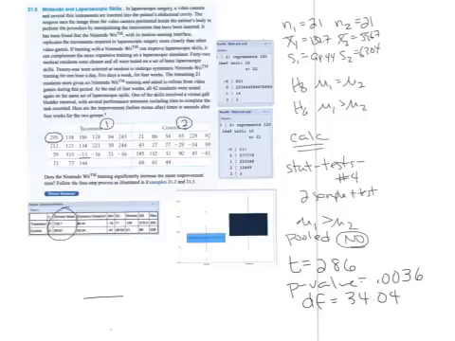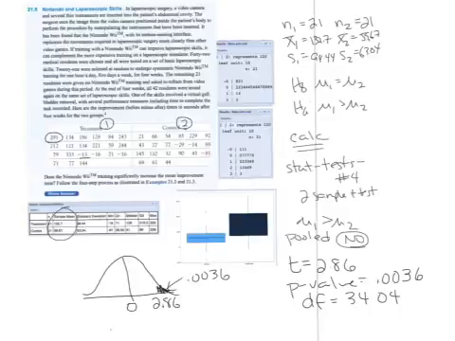So let's just quickly sketch this so we have an idea of what we're looking at. Our null is that the difference is 0, so that's going to be my mean in my sampling distribution. My t I came up with was 2.86. Now remember, your t distribution is a little bit thicker at the end, so it may not be quite as far over as if I had a z, but my p-value is still 0.0036, which is quite small.